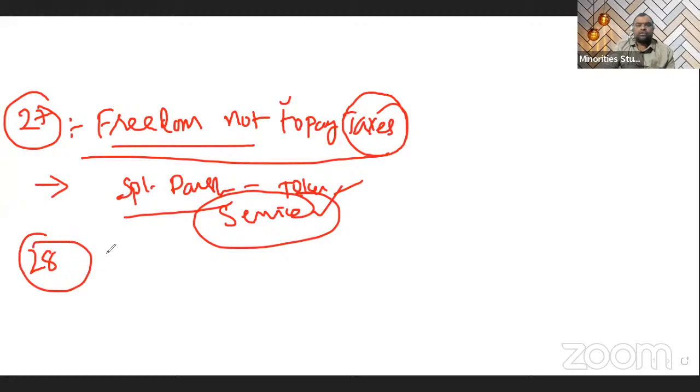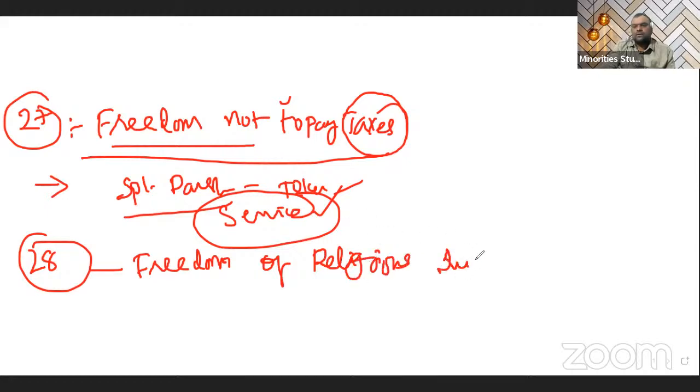And what is Article 28? Freedom of religious instructions in educational institutions. Freedom of religious instructions, right or wrong? Religious instructions in educational institutions. Okay, so there are four important clauses. Yeah, already I told you regarding the trust. Trust, they can collect.